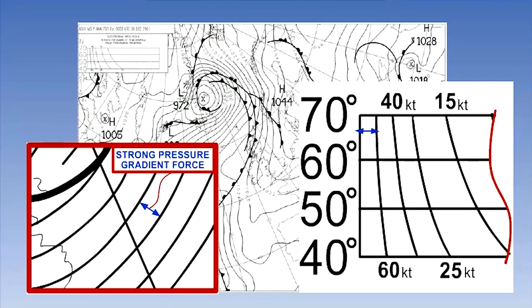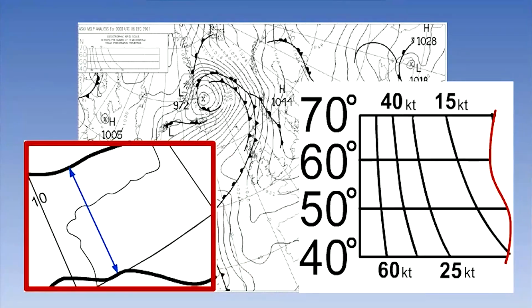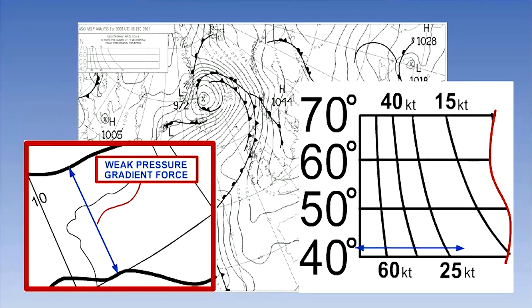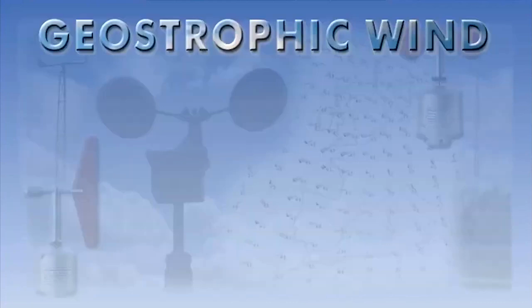Notice the close spacing and fast wind speed. On this second example, we have measured the distance between the isobars near a high pressure. Notice the wider spacing and resulting slower wind speed. That completes our coverage of one of the forces involved in the geostrophic wind. The other force, which acts opposite to and balances the pressure gradient force, is the Coriolis force.